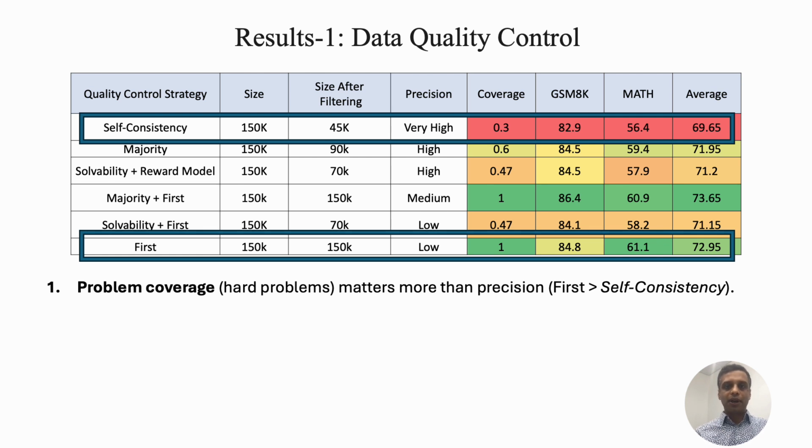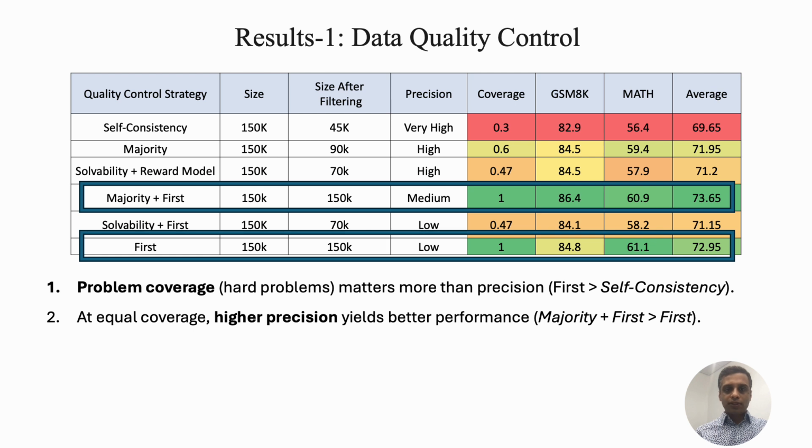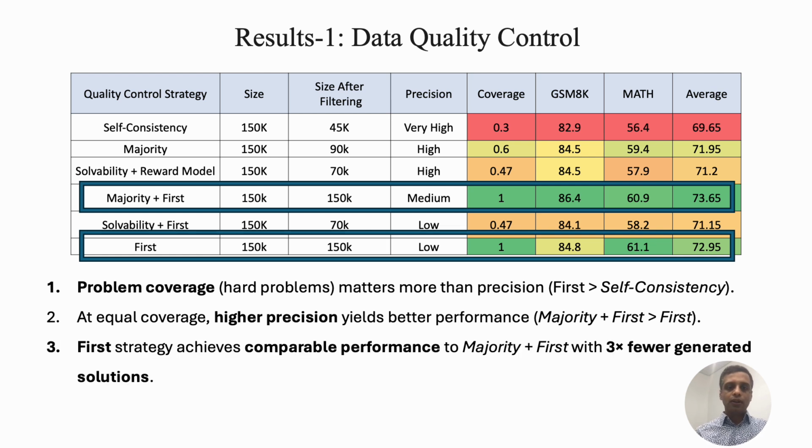As we observe, the first approach performs better compared to the self-consistency approach. Secondly, we notice that majority plus first leads to slightly better performance as compared to first. This signifies the strength of precision at the same coverage.